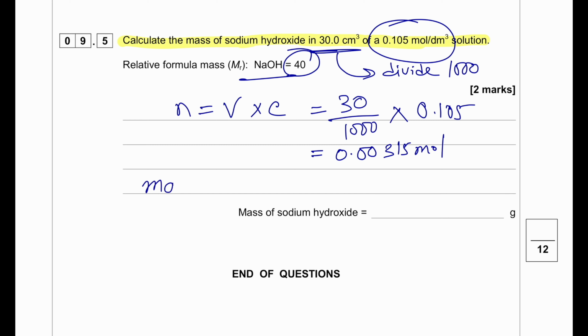Now we know the mass of sodium hydroxide is 40. So if we are trying to find the mass of NaOH, it will be 0.00315 times 40, which will give us the mass in grams, 0.126 grams.